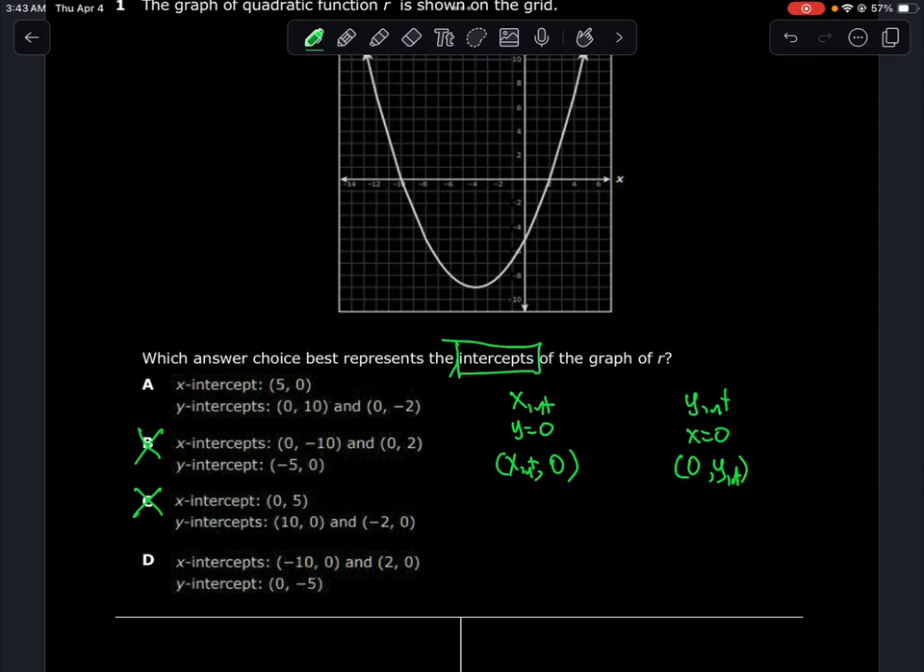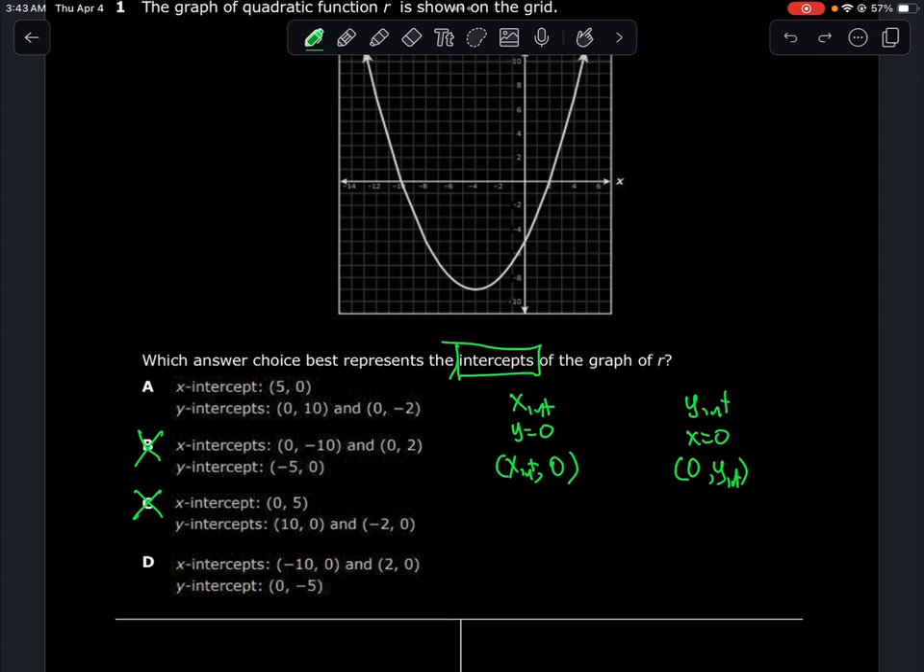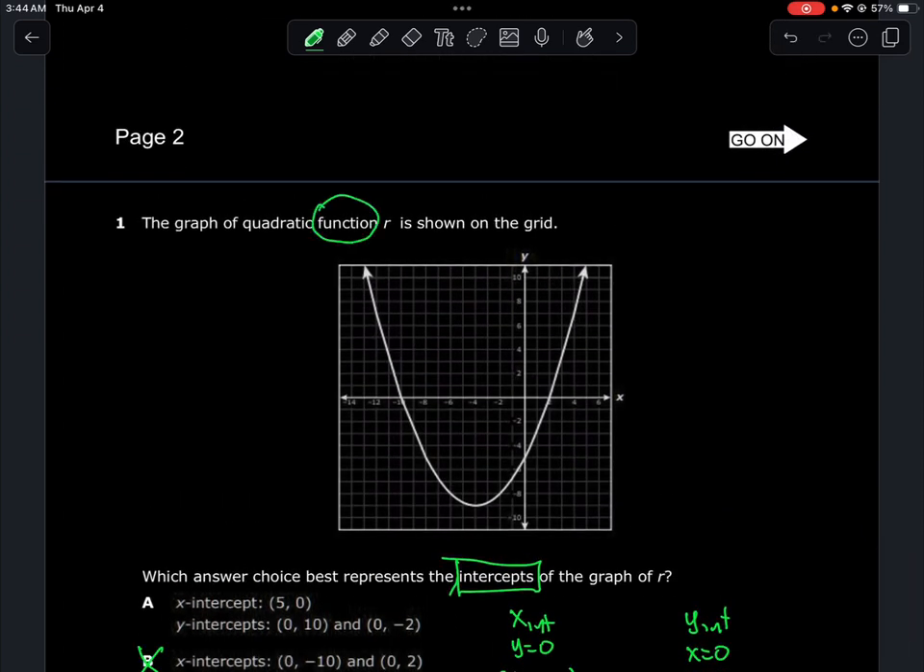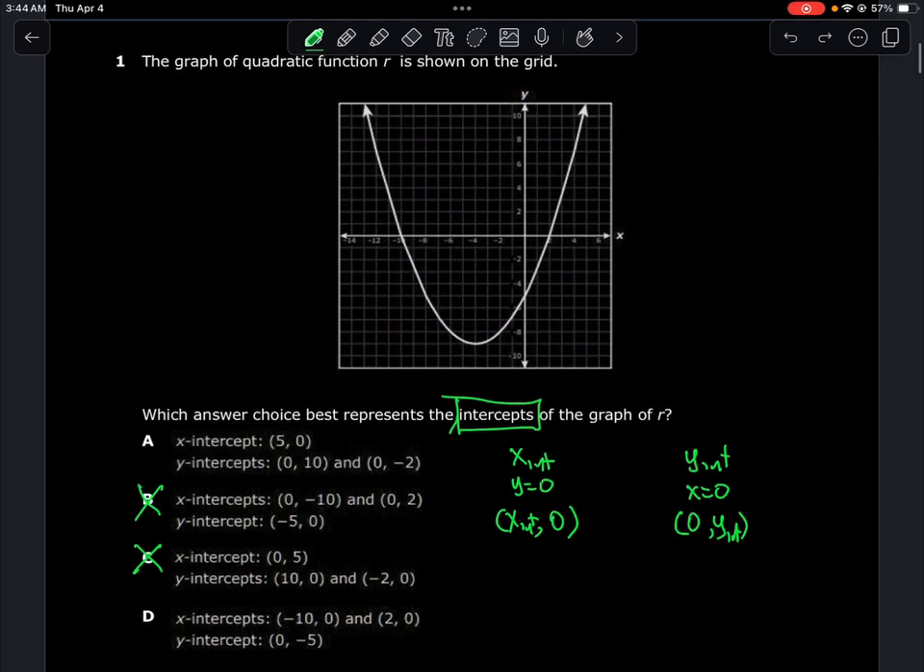Number D, x-intercept -10, 0, 2, 0. Okay, the zeros are in the correct place. Y-intercept 0, -5. That could be it too. So it's between A and D. Now let's look at A a little more carefully. We have two y-intercepts, and we are given that this is a function. If it's a function and it has two y-intercepts, then it's not going to pass the vertical line test. Plus we see that there is only one y-intercept here, so that is not the answer.